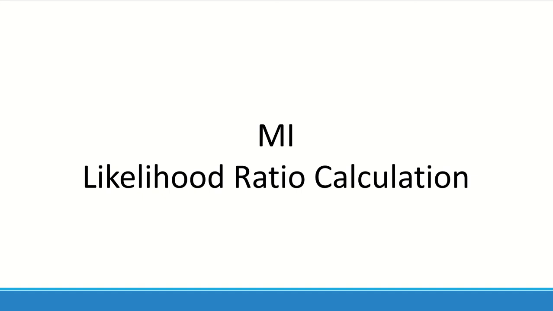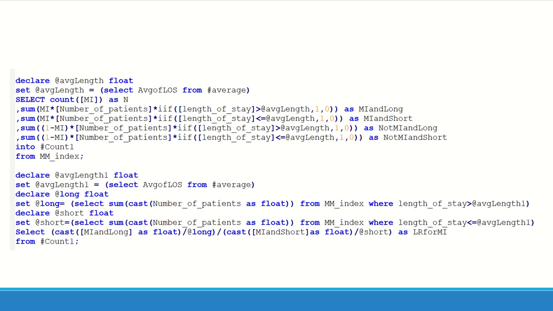The next step shows how to calculate the likelihood ratio for myocardial infarction. The top paragraph of SQL code shows how to assign patients with a length of stay above the weighted average as 1 and a below weighted average stay as 0. The resulting variables are has MI and long stay, has MI and short stay, does not have MI and long stay, and does not have MI and short stay.